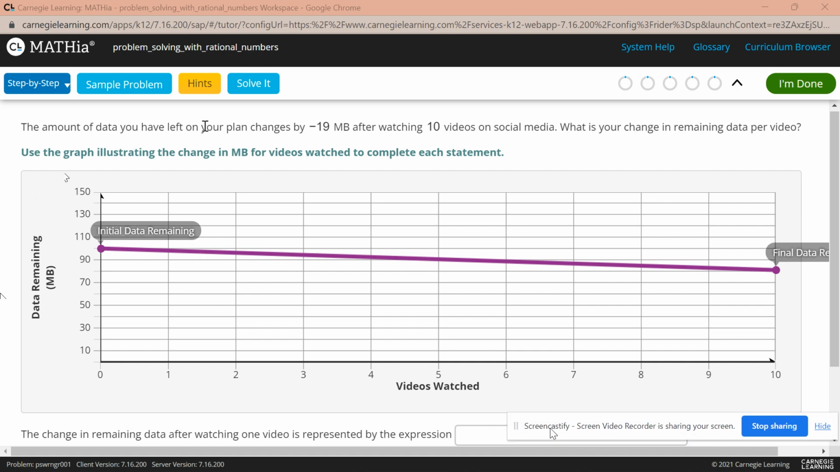Okay. The amount of data that you have left on your plan changes by negative 19 megabytes after watching 10 videos on social media. What is your change in remaining data per video? Use the graph illustrating the change in MB or megabytes for videos watched to complete each statement.